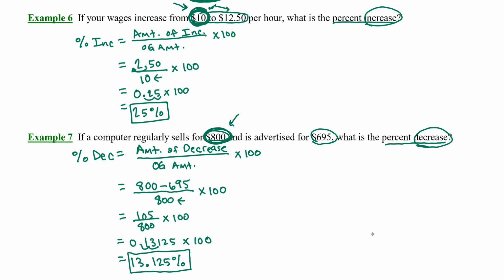13.125% is the discount percent. The problem did not tell me to round the answer. If it doesn't tell me to round the answer, I'm going to keep all of the decimals. The instructions in the problem will tell you specifically if you need to round or not.